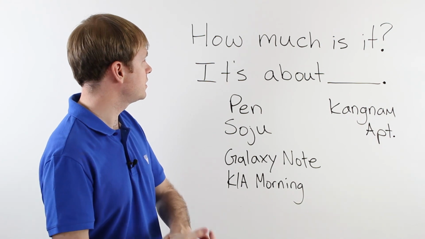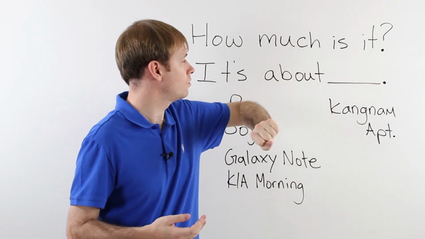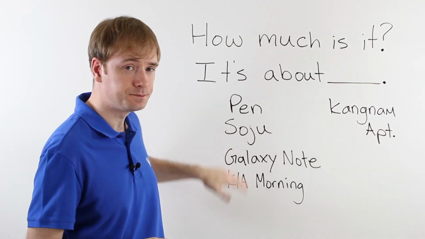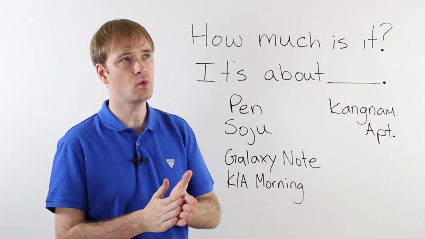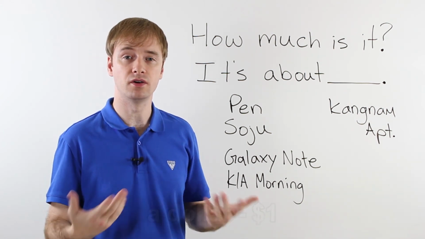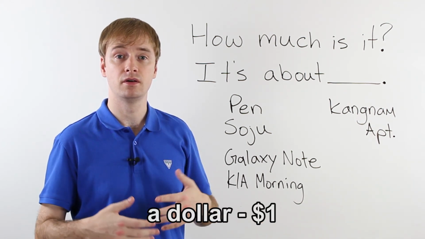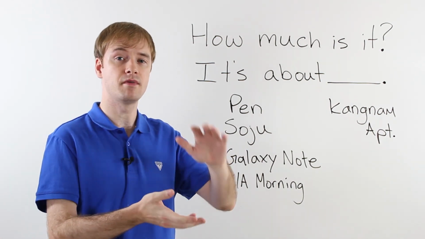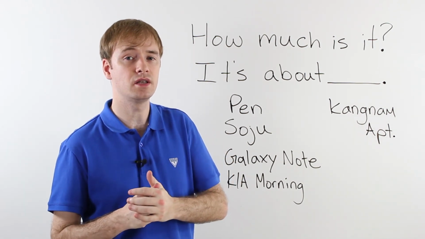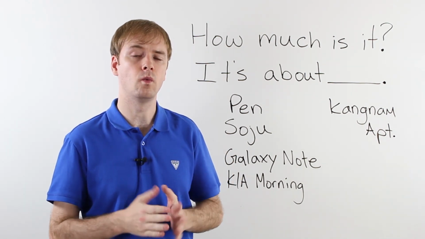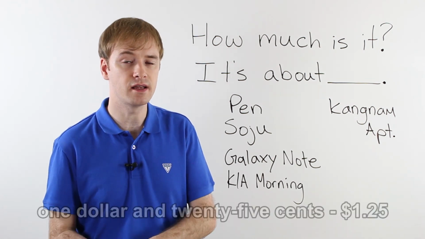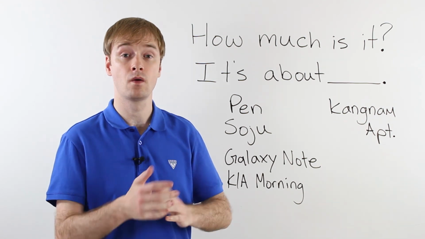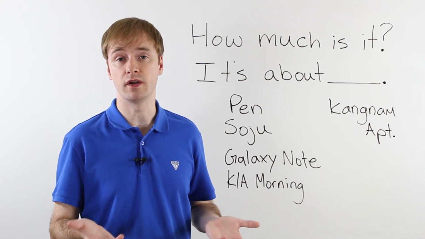So how much is it? And it's about, what's the American money price. Same items. Let's look at the pen. How much is a pen? Well, a pen is about $1. Okay, so it's about $1. And the second one, soju again. I'm going to Family Mart. I buy a bottle of soju. How much is it? Well, it's about $1.25.